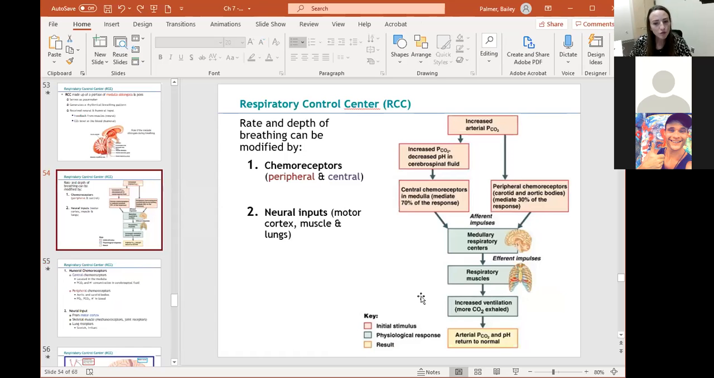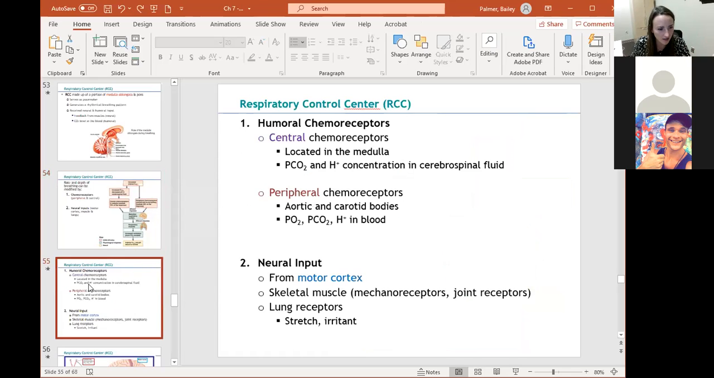All right, so you do not have to know this giant flow chart here. You don't have to know that at all. You just have to know these points over here. So rate and depth of breathing, that's frequency of breathing and tidal volume. What is it modified by? Chemoreceptors. You know what chemoreceptors are? They monitor chemicals in the blood or in the air or in the gas in our muscles. So peripheral, central, we'll look at those in just a second where they're located. Neural input, that's just the motor cortex. We have other neural inputs in muscle and lungs.